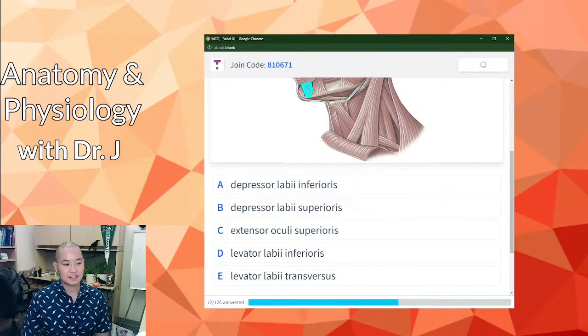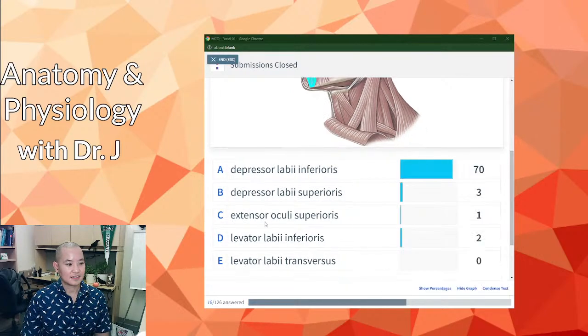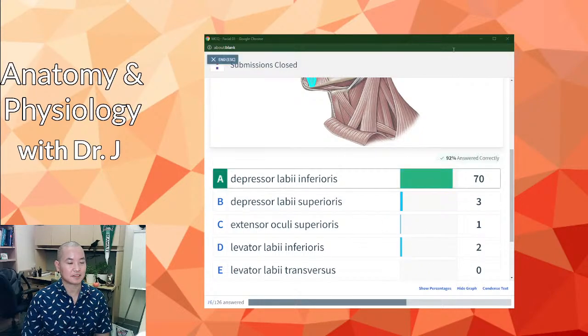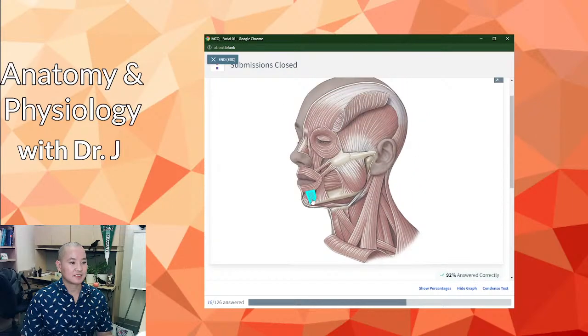Okay, lock in your answers. And this is what people said overall. Most of you said Depressor labii inferioris, and most of you are correct. This is a great example of that rule of opposites. Remember, we have our levator labii superioris, so this is a depressor. It's going to pull the lip down, and it's also inferior.